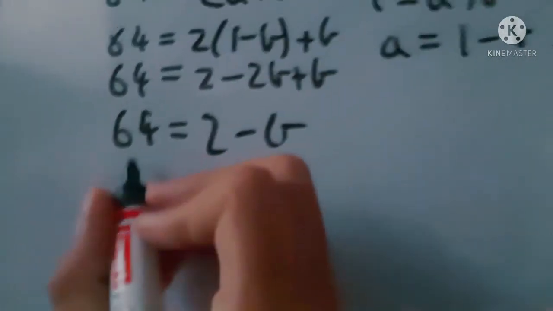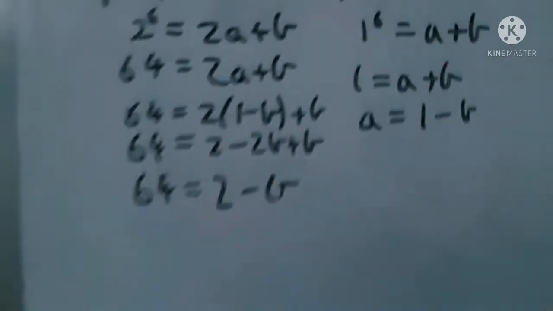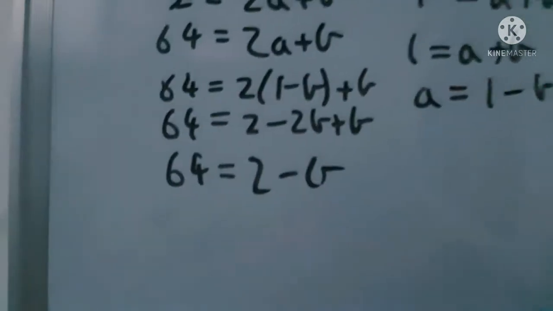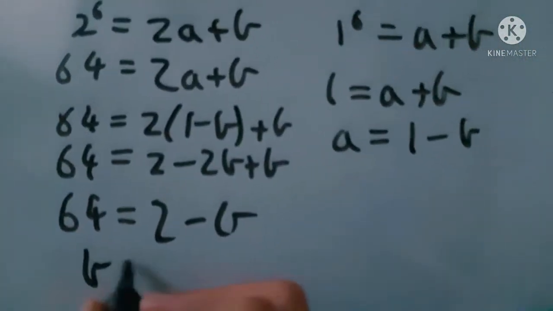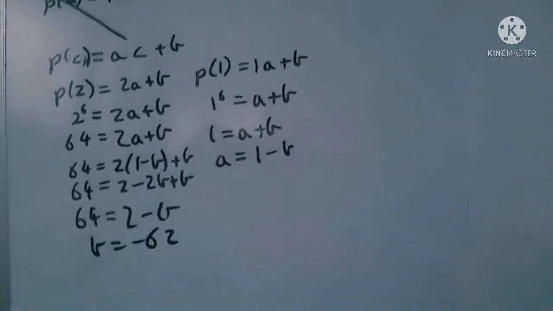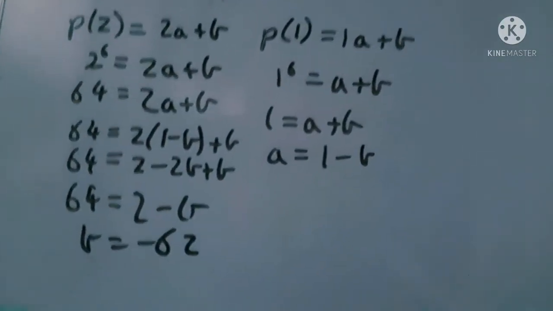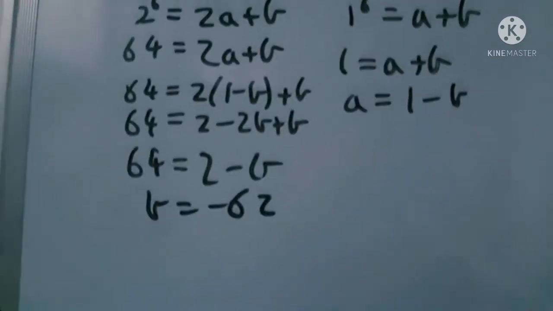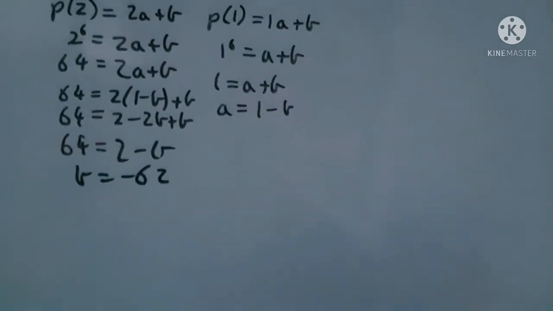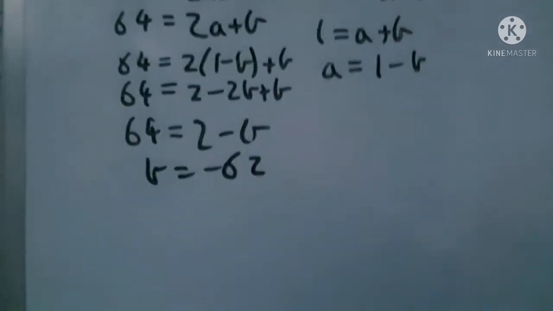So let's see, 64. No, not 64. Minus b plus 2. Let's reverse the signs on both sides. Let's call this b minus 2. So b is minus 62, if I can math correctly. And from that logic, if b is minus 62, then a should be minus 61. Wait, what? No, a should be 63. Yeah, sorry. My brain just melted there.